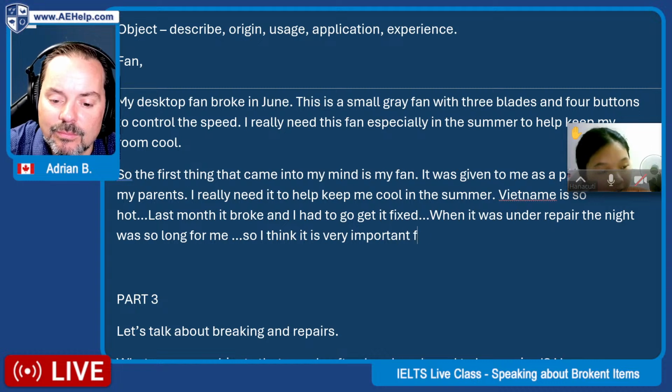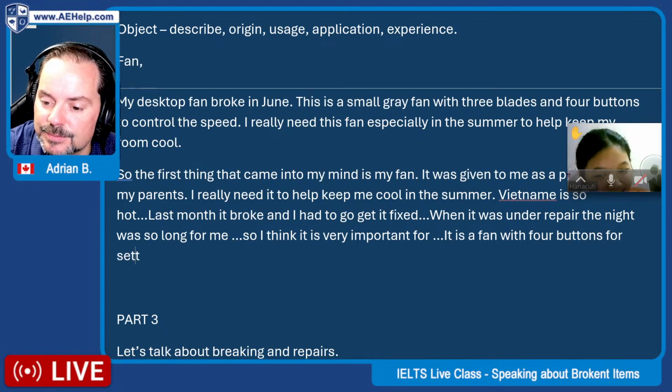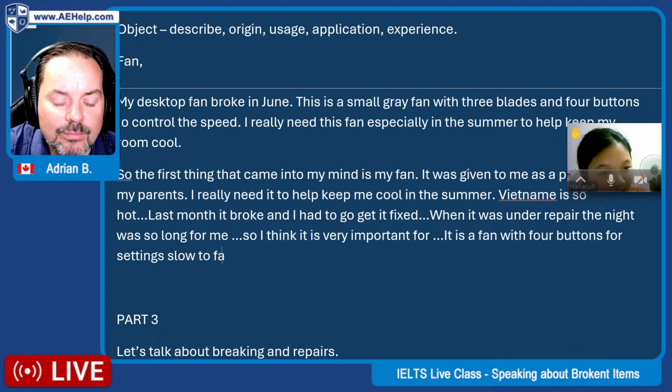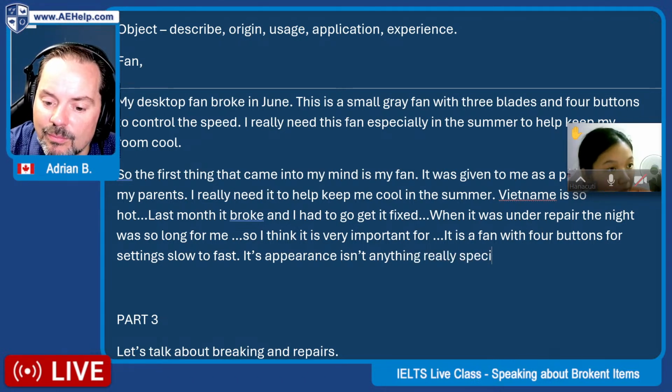It was a white fan with 4 buttons. So its appearance doesn't have anything that quite appeals, but I still really like it because it is my parents' present.